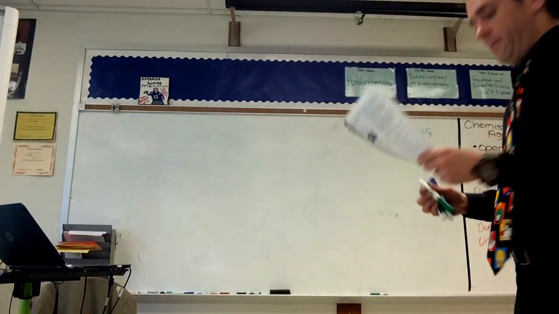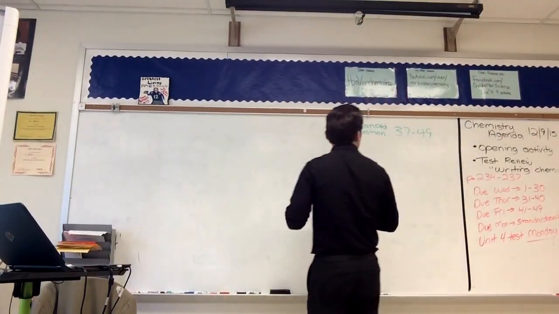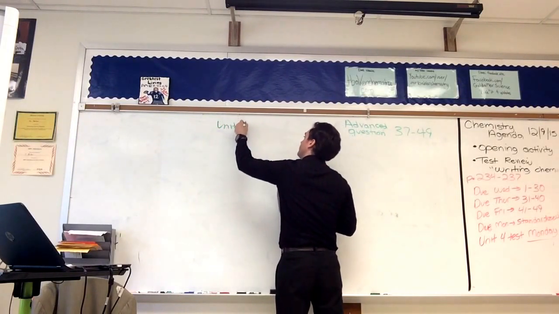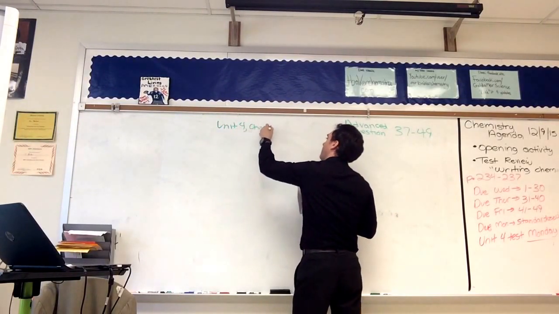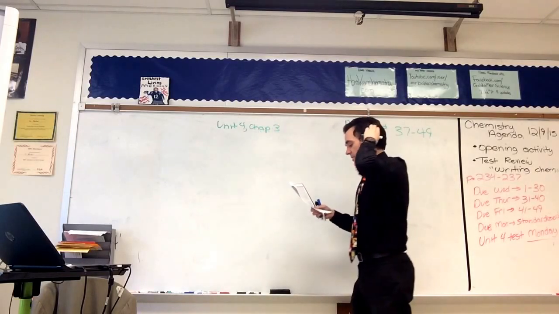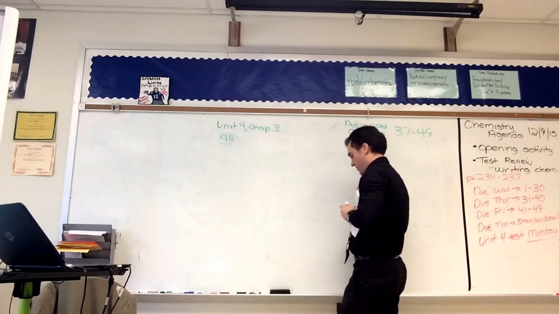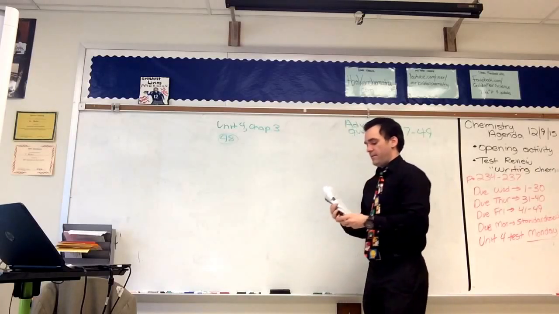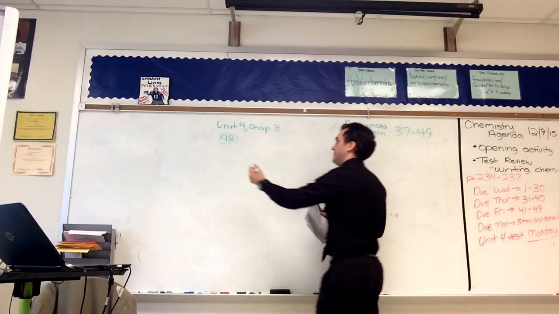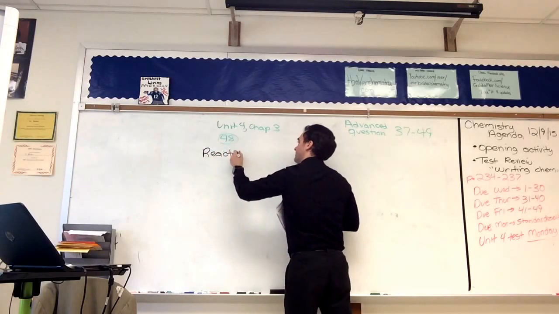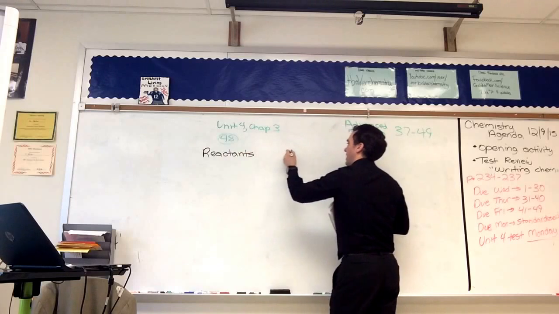Taping. So 48 on Unit 4, Chapter 3, writing chemical reactions. So I'll do 48. I'll do it the slow way. So we got reactants, products.